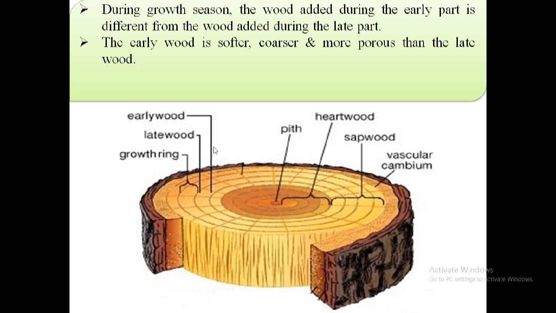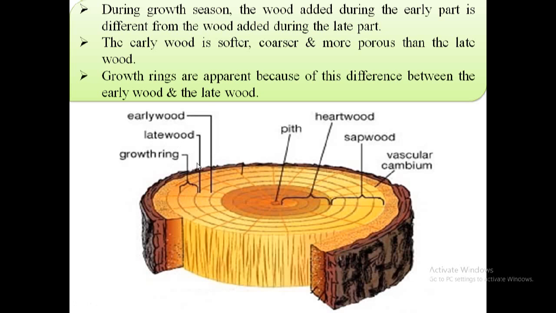Here we can see this is the early wood and this is the late wood. So this early wood is softer, coarser and more porous than this late wood. These growth rings are apparent because of this difference between this early wood and late wood.